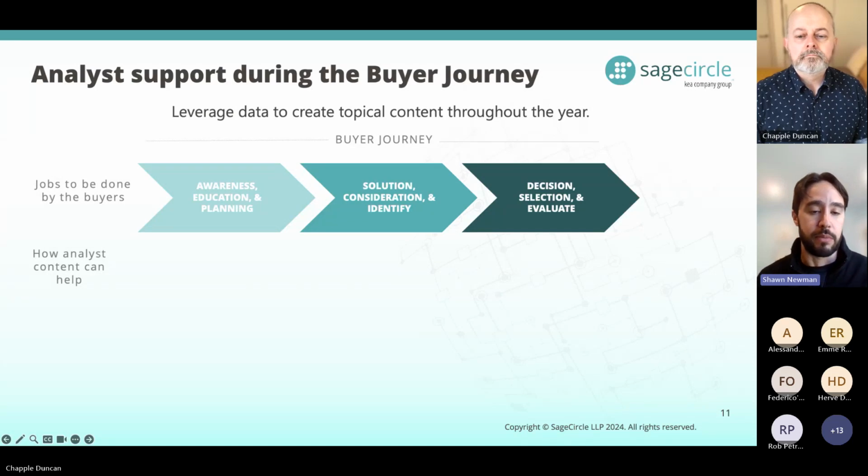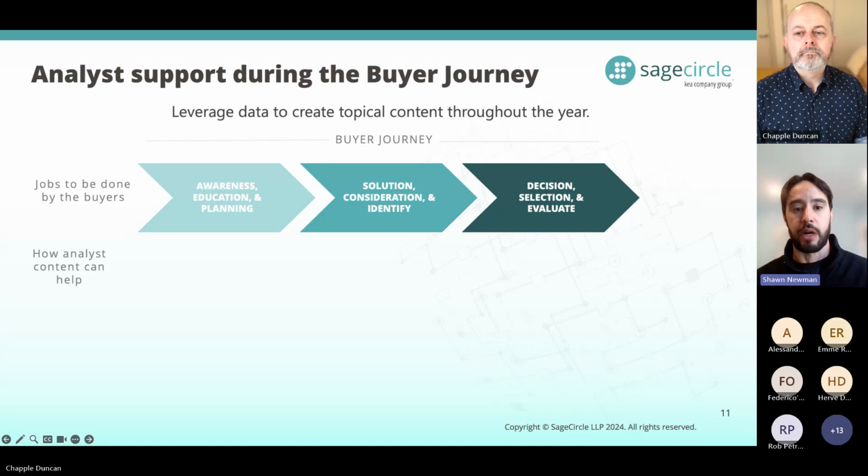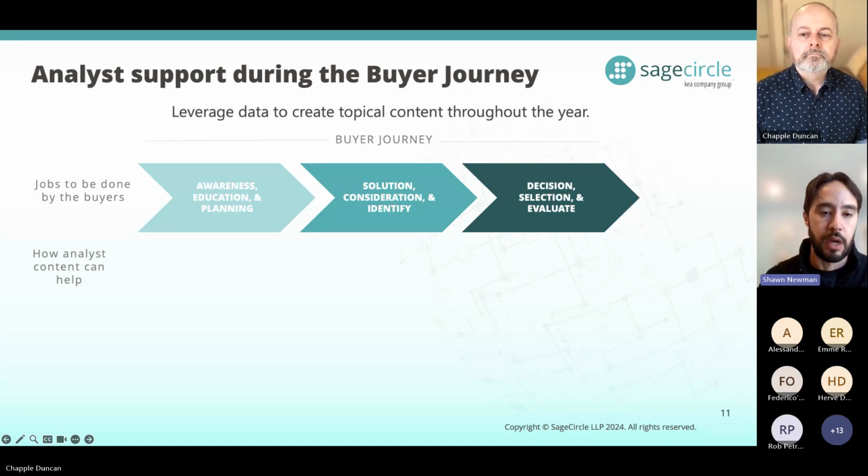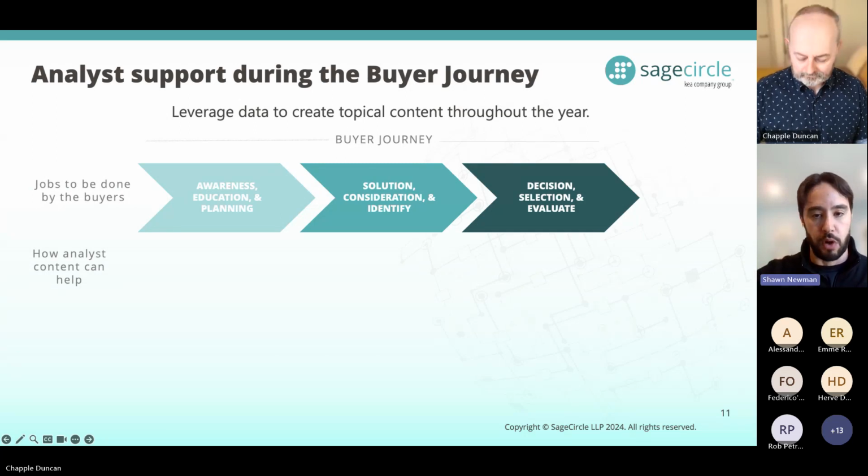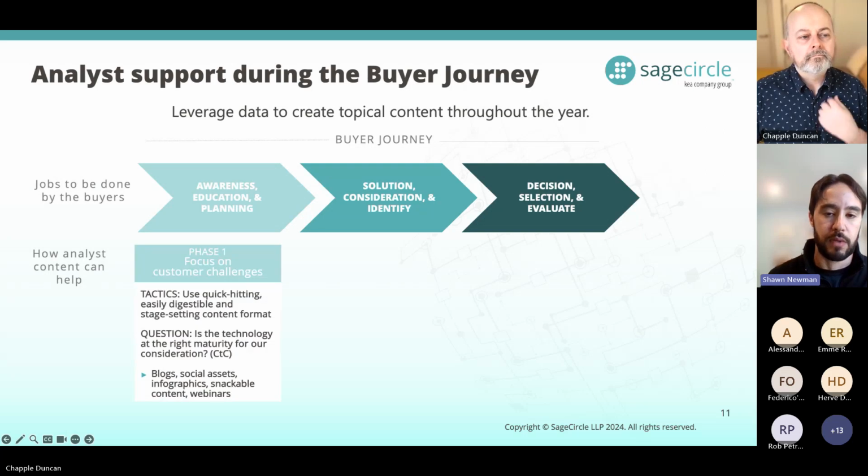You think about the jobs to be done by your buyers, and it starts with that awareness, education, letting them know that you're in the market, and then going through that decision and selection. So the ways that you can start out is through that awareness, education, and planning component.